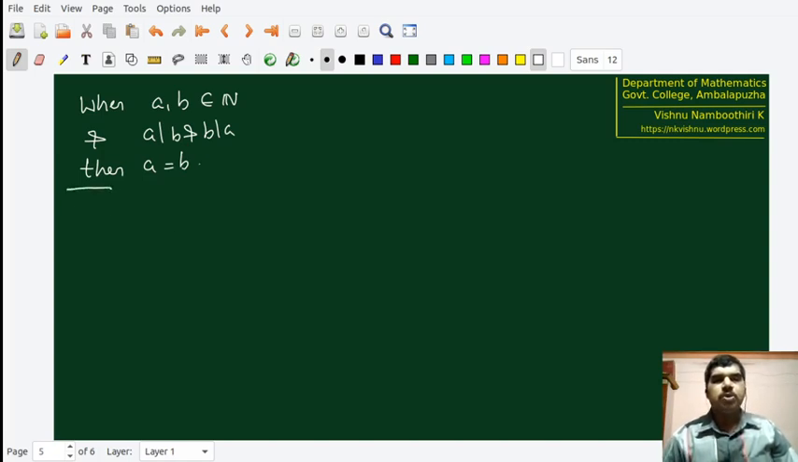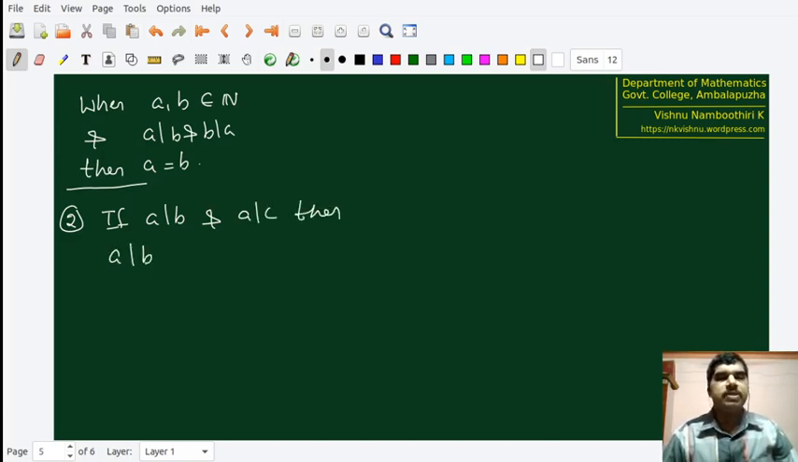So the next property is the following. If a divides b and a divides c, then a divides b plus c. That means that a dividing two integers b and c gives that a divides their sum also. So proof is again going to be quite similar to what we have done in the previous problem. That means use the definition of divisibility.